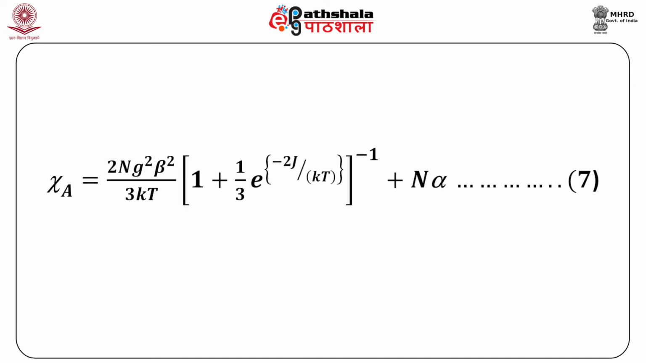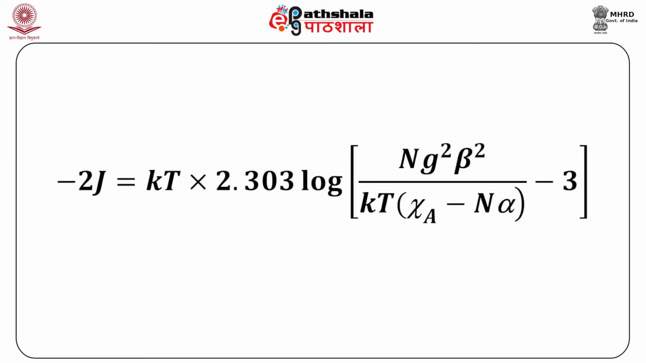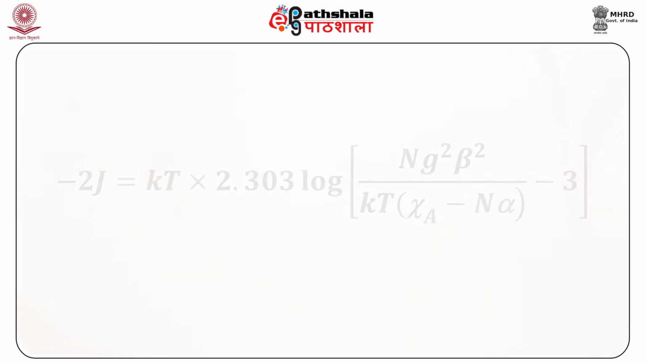Now, equation number 7 is known as the Bleaney-Bowers equation. Rearranging equation number 7 and taking log, we have −2J = kT × 2.303 log(Ng²β²/(kT χA − Nα)) − 3.